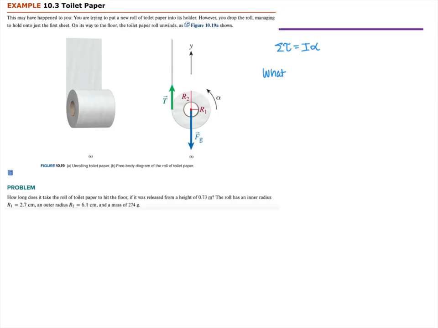I wanted to compare it. I think it would be interesting to think about what if we just dropped it? Instead of unrolling the toilet paper roll, what if we just had it in our hand, we let it go, and it fell through free fall? Let's look at how long it would take in that situation, because then our answer when we look at it unrolling will mean more for that comparison.